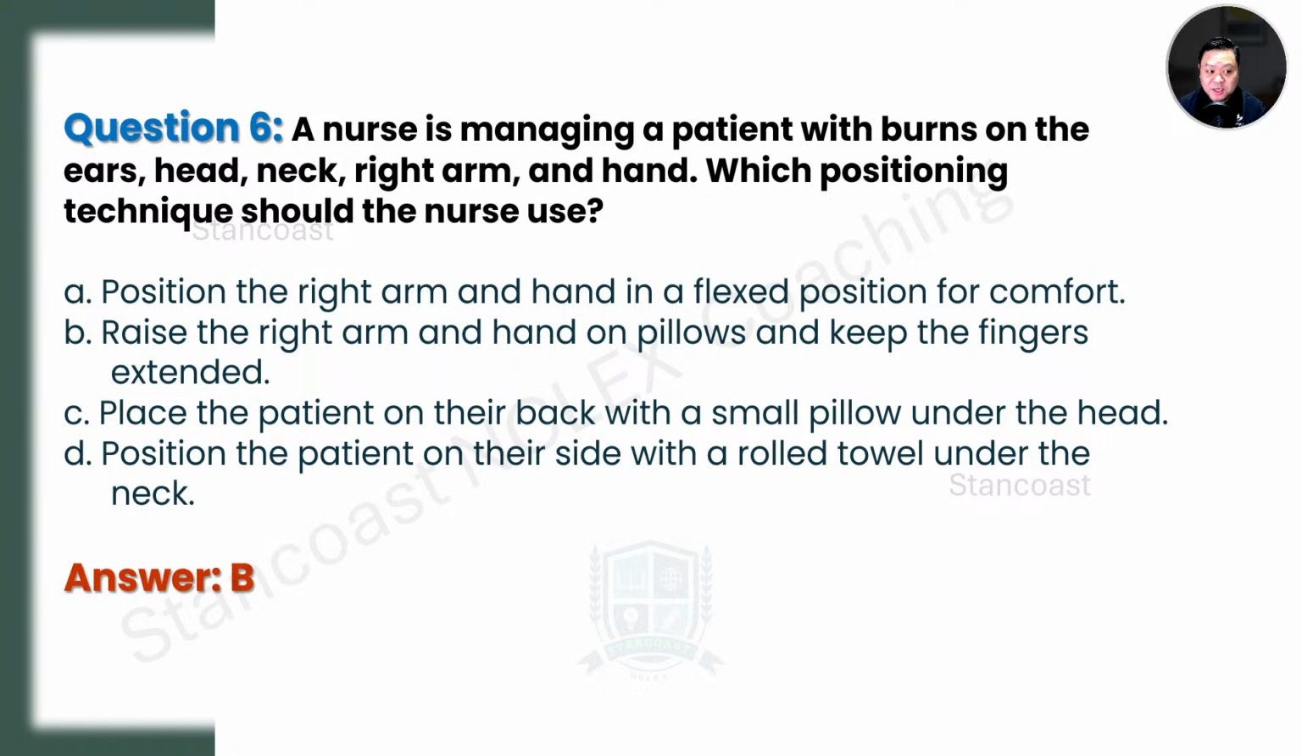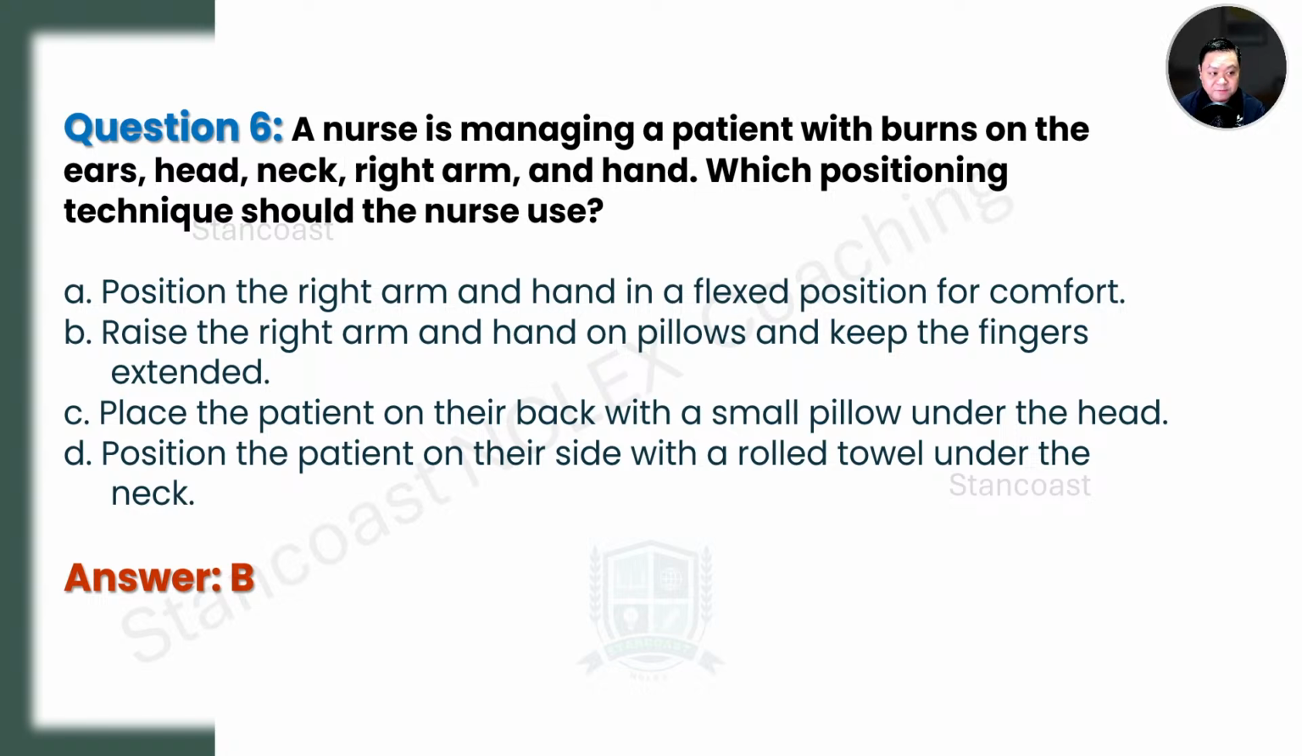Now, what you're going to do here is to really prevent the flexion in order to maintain full range of motion. Again, you're going to raise the right arm and also extend the fingers, and this is to prevent the contractures. You're going to avoid flexion this time. If you selected letter A, position the right arm and hand in a flexed position for comfort, again, this is going to lead to the contractures. It will limit motion in the long term.